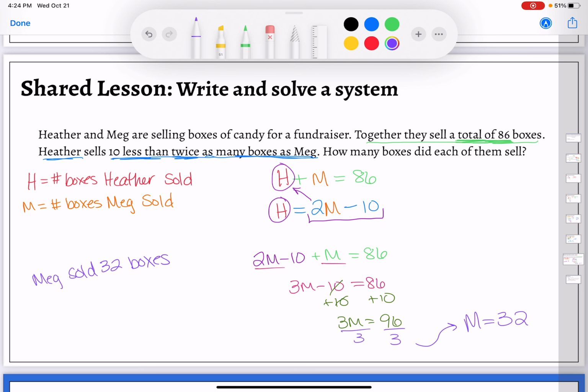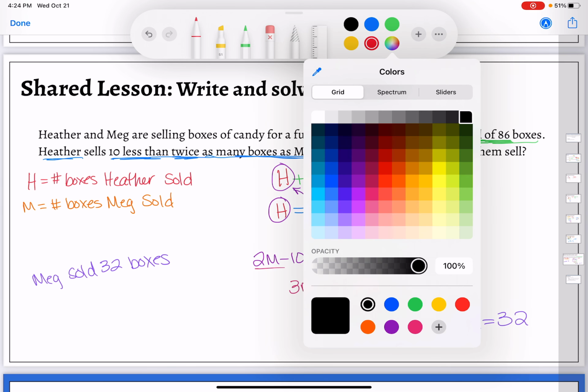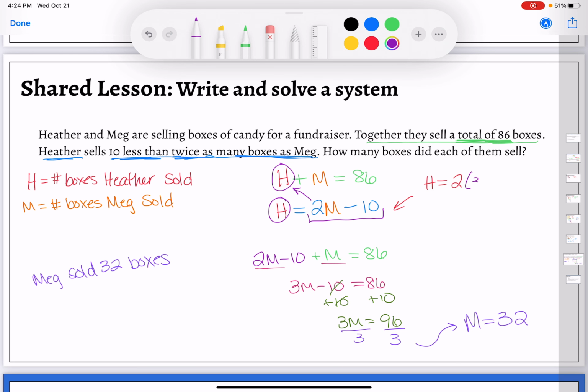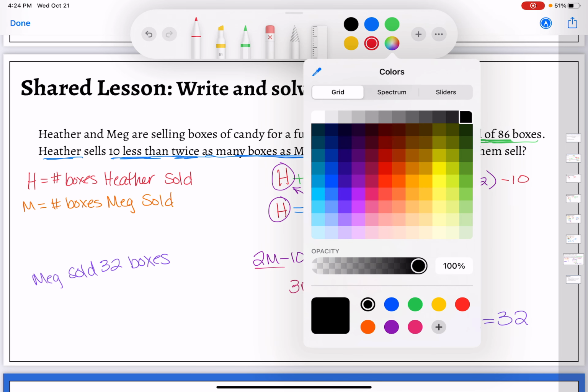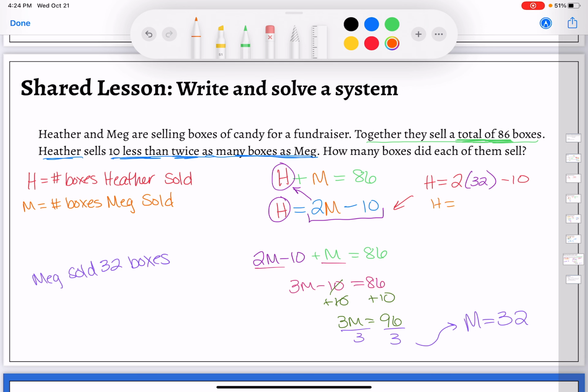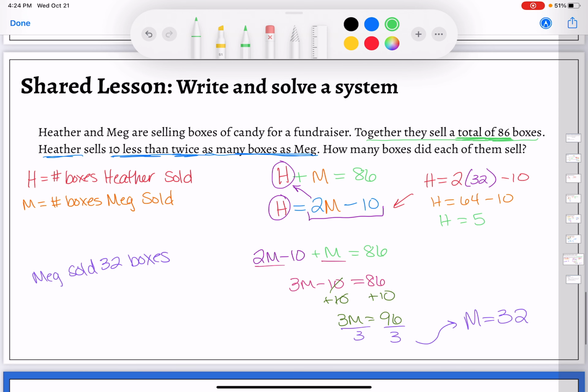But that's only half the story. I need to find how many both of them sold. So I'm going to go back to my bottom equation and plug in right here. H equals 2 times 32, because I know how many Meg sold now, minus 10. So H equals 64 minus 10. So H equals 54. So Heather sold 54 boxes. And now I have my answer.